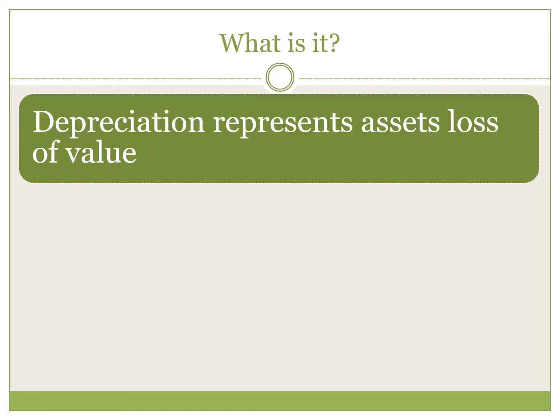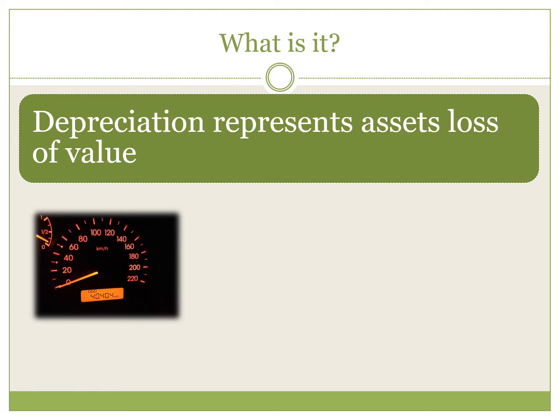Well, depreciation represents an asset's loss of value. Assets are things that the company has. They have a building, a car, a truck, a machine, okay? And those things are going to lose value. Why do things lose value? Well, there are three different reasons for that. The first one is because of use. When you use things, they lose value.